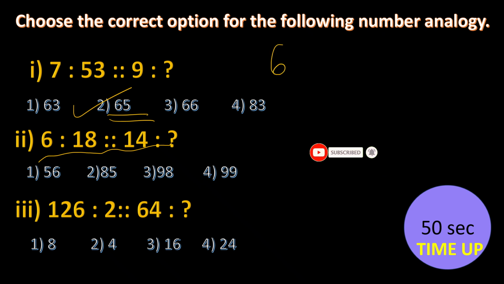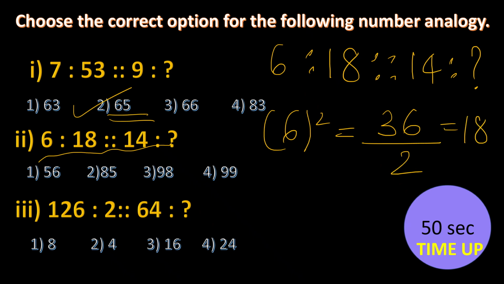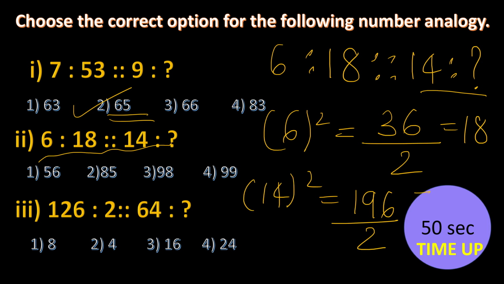6 is to 18 is there, then 14 is to what? So here 6 square if you do, I'll get 36 and divide by 2 will give you 18. Same logic you need to apply for this part. 14 square is what? 196. Divide by 2 will give me 98. Correct? So 98 is the correct option.